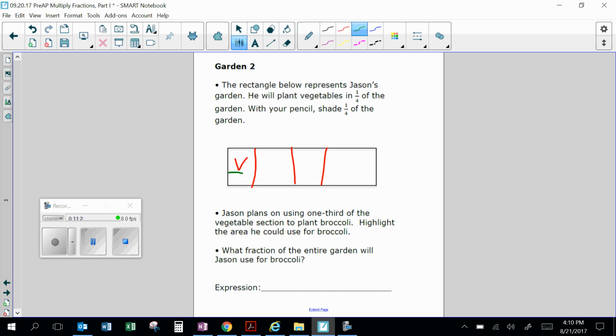So let's cut this into thirds. He's only going to plant broccoli here. What fractional part of the whole garden is going to be for broccoli? It's 1 out of 12. But how can I do that with an algorithm? He's planning to plant 1/3 of the fourth of the vegetable garden, which is really 1/3 times 1/4 equals 1/12.